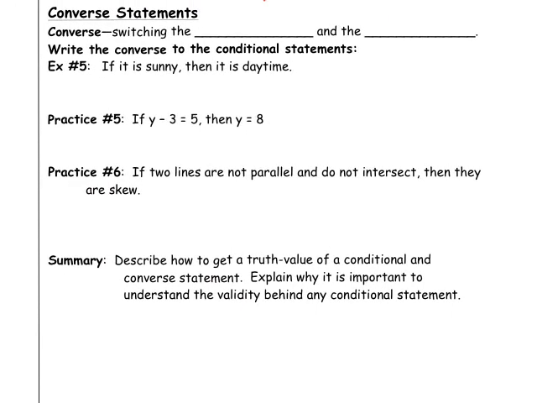Let's talk about converse statements. This is when we switch the hypothesis and the conclusion. And I'm just abbreviating these because my handwriting is really big. But it's when we switch the hypothesis and the conclusion. So we're going to take the hypothesis part and swap it out with the conclusion part. So let me show you an example. First one says, if it is sunny as our hypothesis, then it is daytime is our conclusion. And we're going to just rewrite this as a converse.